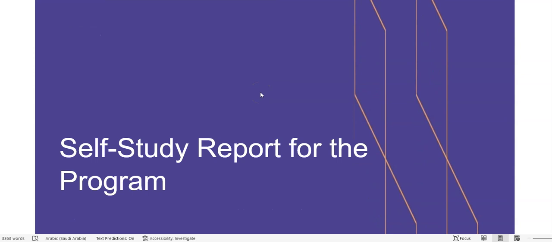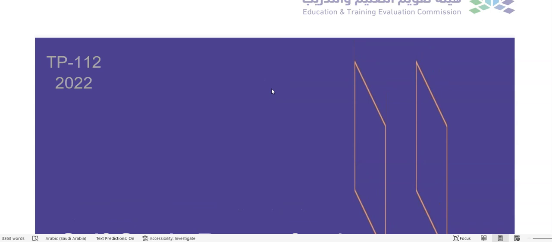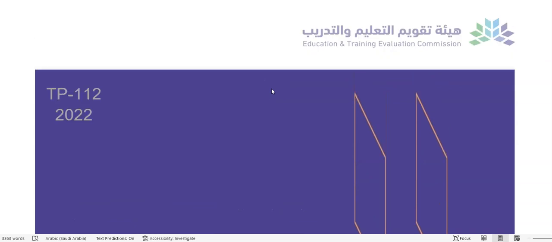This is a new form, less work than the previous one. Here we have 5 standards, not 6 standards, because the first 2 standards are merged. Also, we have fewer criteria. We had 96 criteria, and here we have only 48. So the self-study report for the program becomes easier to fill and less work.